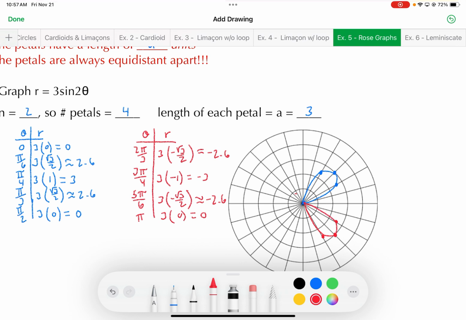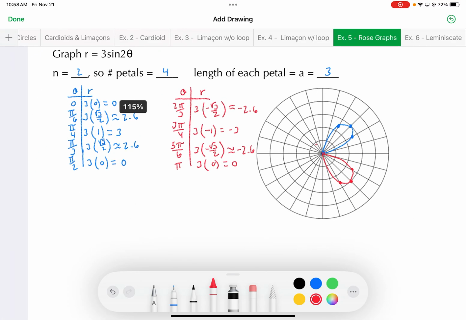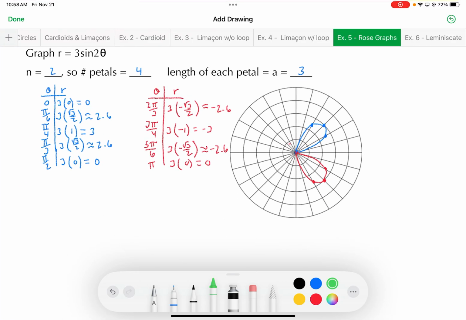So there's the second petal. Let me do a better job of that. Okay, so isn't that interesting that after you draw the first petal in blue, and that's a set of first quadrant points, when you use your second quadrant angles, they end up plotting down in the fourth quadrant. Okay. All right, pick another color. Let's go green next. I'm going to use third quadrant.